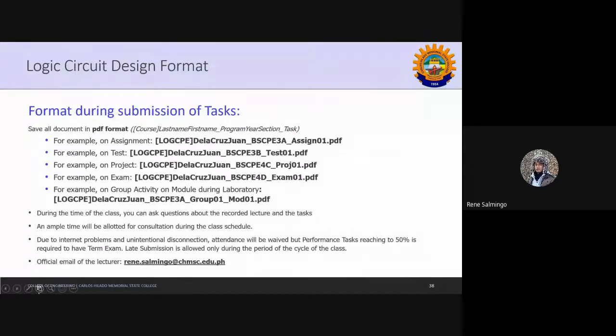So these are the formats if you're going to submit in A4 size bond paper. So you need to save your files in this format. So if I have given you a template, like what I did on the other course, you need to follow the format.